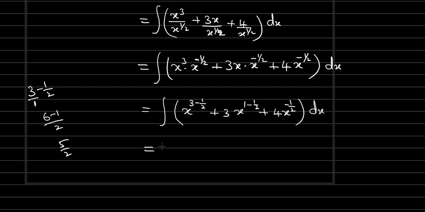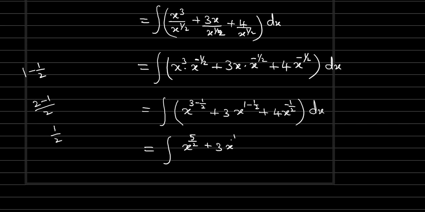So here what is the answer? This one, if we simplify, we get x power 5 by 2. Next, the same way, 1 minus 1 by 2. What is the LCM? 2. So 2 minus 1 by 2. 2 minus 1 is what? 1. So 1 by 2. So plus 3 x power 1 by 2. And here no changes.